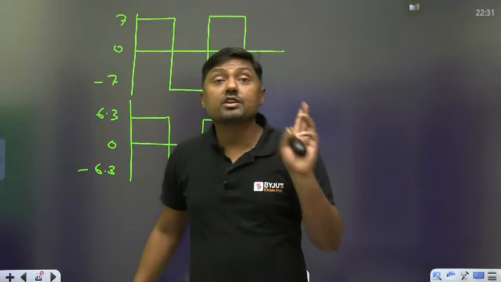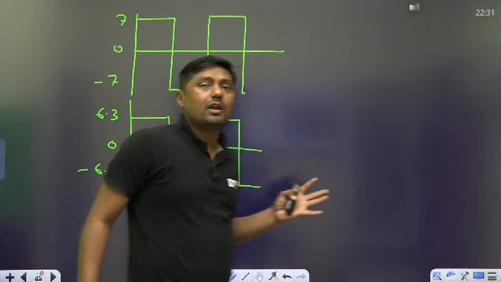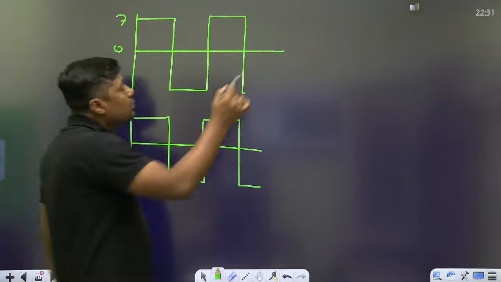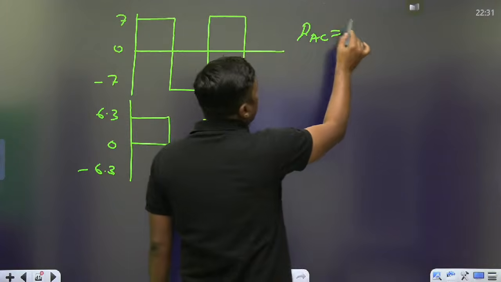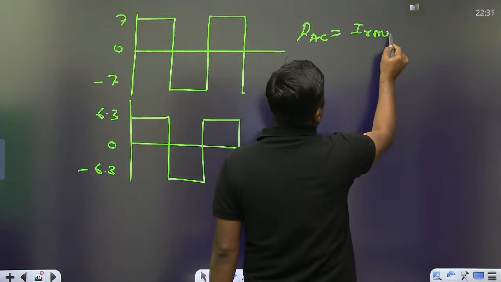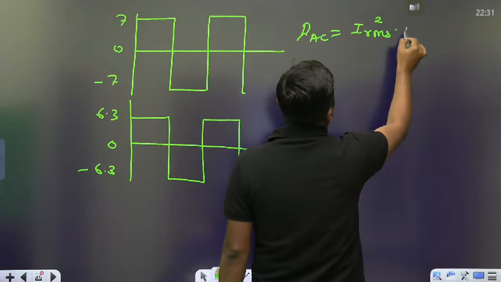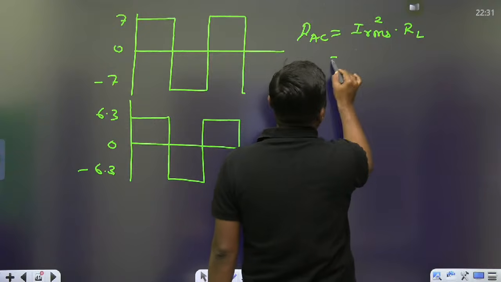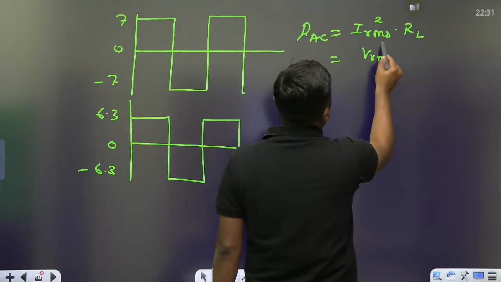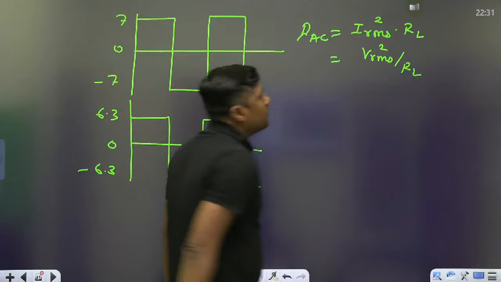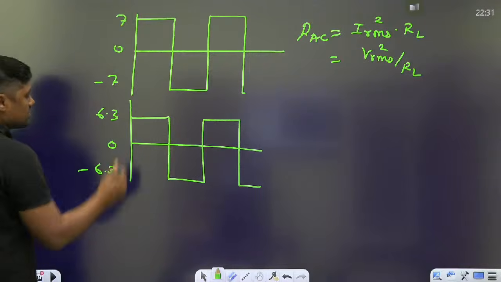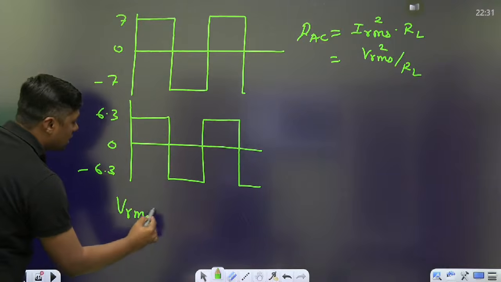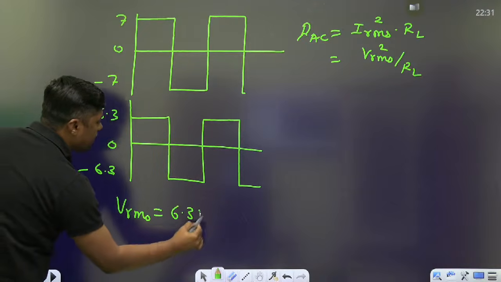That is the concept of signal and system. What is the RMS value of the square wave? Because you have to find the PAC. What is the output AC power? Output AC power is I RMS square into RL or V RMS square upon RL. That is the formula. So what is the RMS value? For a square wave, the peak value is the RMS value, 6.3 volt VM.